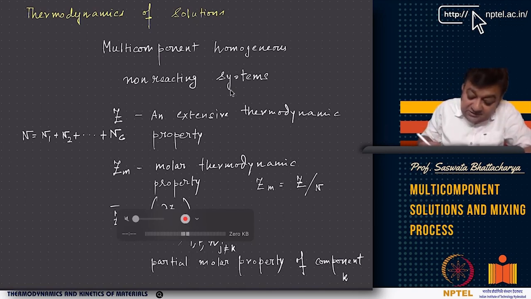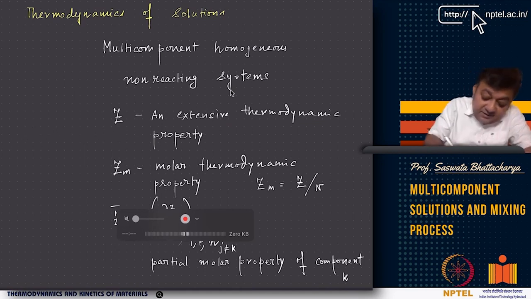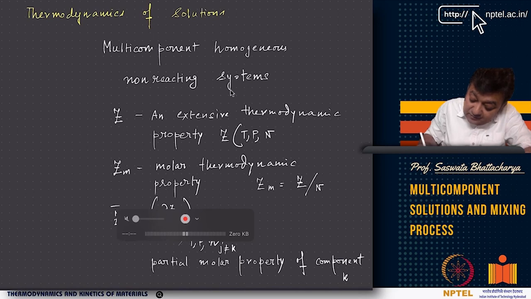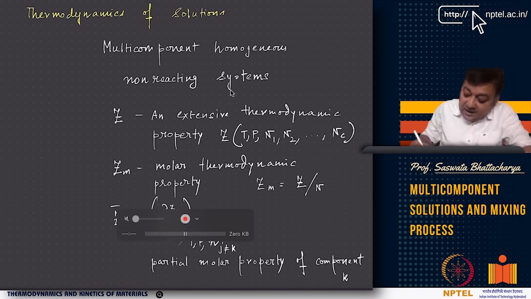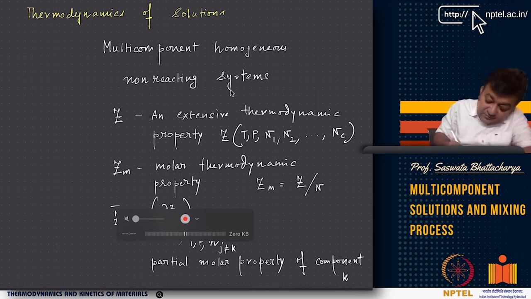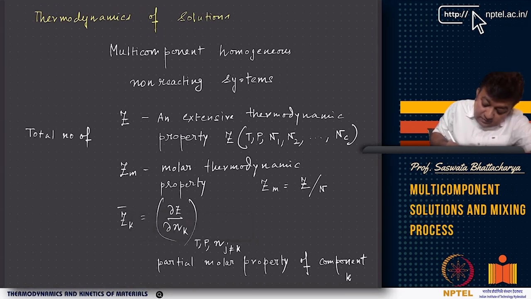Now, as you know, a little bit of reprise. If you think of Z, which is an extensive thermodynamic parameter, it can be a function of temperature, pressure, and mole numbers of different components, like component 1, component 2, and so on up to component C. N1 is the number of moles of component 1, N2 is the number of moles of component 2, NC is the number of moles of component C. Then basically you have the total number of moles, N equals the summation over i equal to 1 to C of Ni, right?